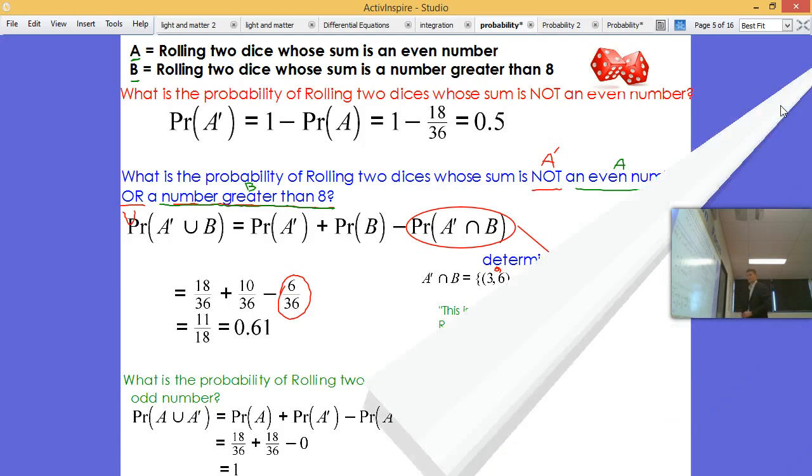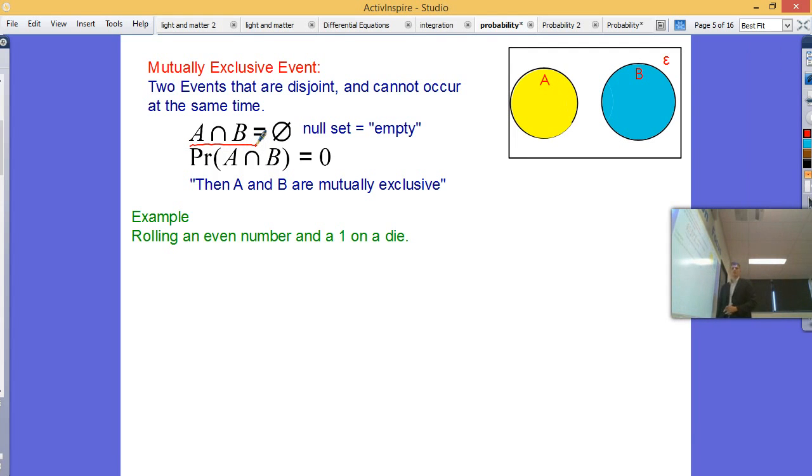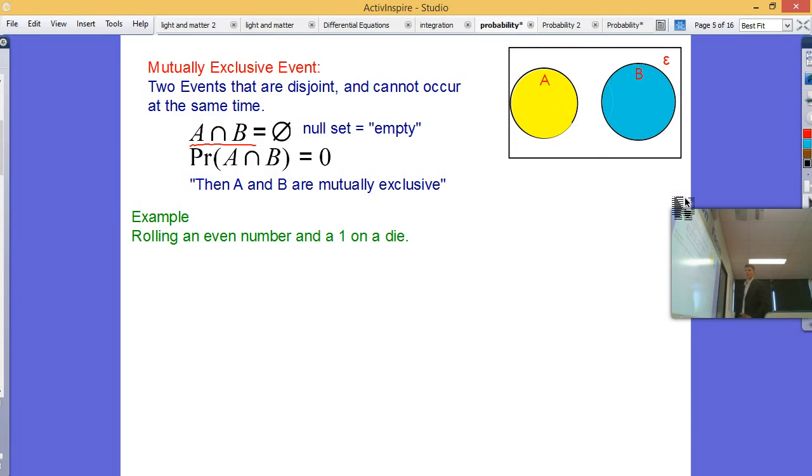So a fundamental definition here. Mutually exclusive events, they're disjoint, meaning apart. There's no overlap, no intersection. It's an empty set, a null set. And so the probability of a null set is 0. And on the Venn diagram, we have disjoint sets separated in that manner. Okay? So an example is rolling an even number and a 1 on a dice. Well, because 1 is an odd number.